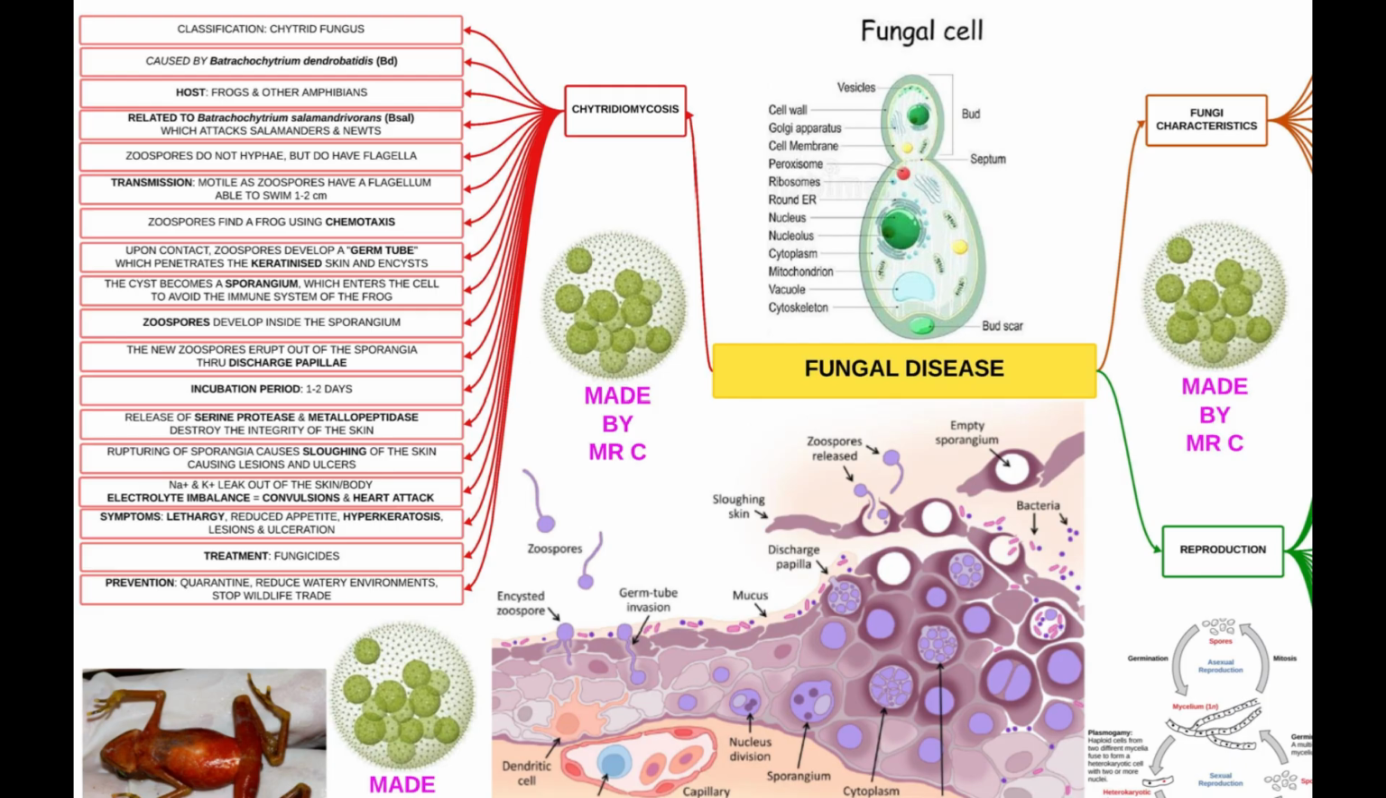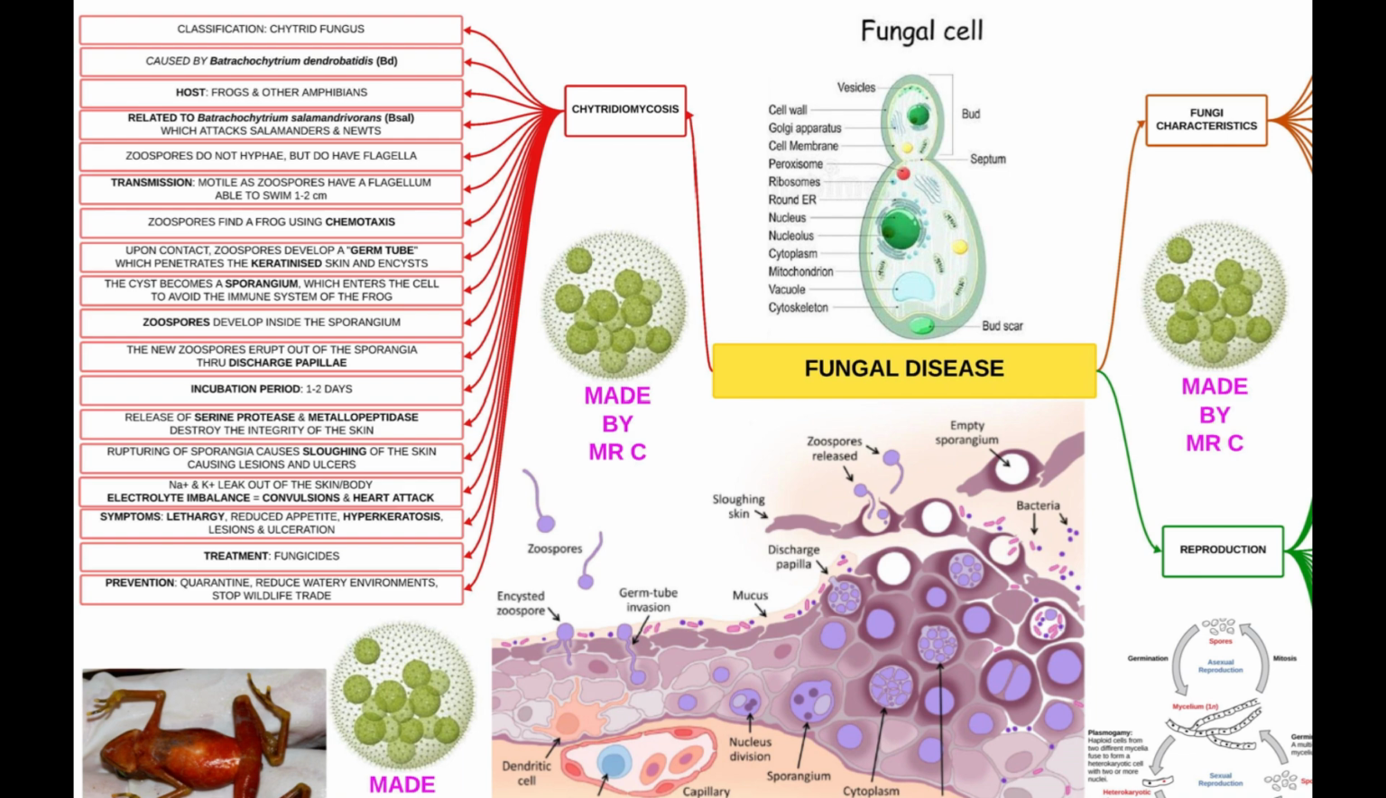Now we're going to look at the disease Chytridiomycosis. Chytridiomycosis is caused by the chytrid fungus. The particular pathogen is Batrachochytrium dendrobatidis. Otherwise, BD is a bit simpler to say. Its host is frogs and other amphibians. It's related to another species called Batrachochytrium salamandrivorans, which attacks salamanders and newts.